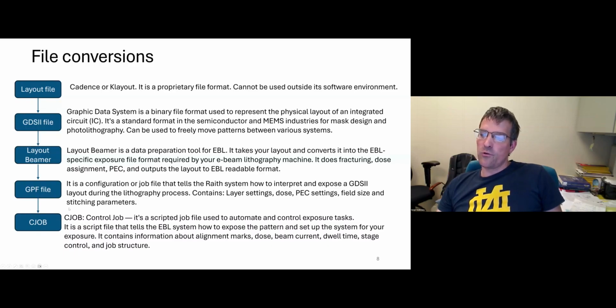And finally, you have to create a script file where you tell the e-beam system on which part of your sample you want the pattern to be exposed. And also, if you have different alignment, it contains the information about alignment marks. And this job file is basically a script file that tells the e-beam system what sequence to run certain parameters.